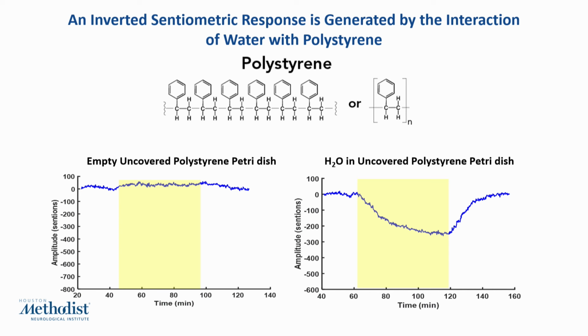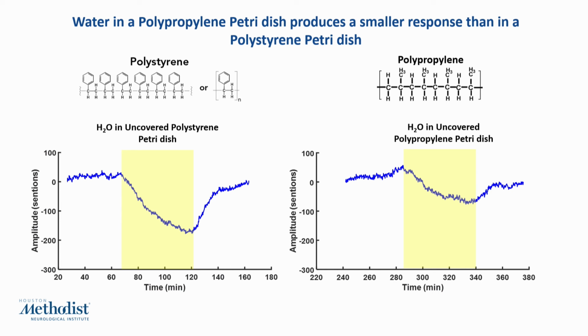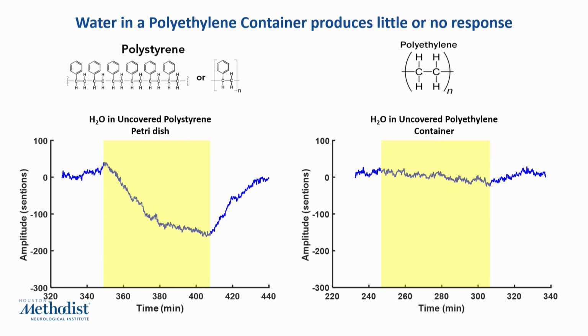How do I know it's the benzene rings? You take polypropylene, which does not have benzene rings. It's a plastic. You get petri dishes made out of it. But it has methyl groups. Methyl groups have delocalized electrons, but there are few of them. You still get a small response compared to polystyrene. Okay, polyethylene, which does not have methyl groups, but just hydrogen atoms. You don't get much of a response. So it has to be the benzene rings that give rise to these.